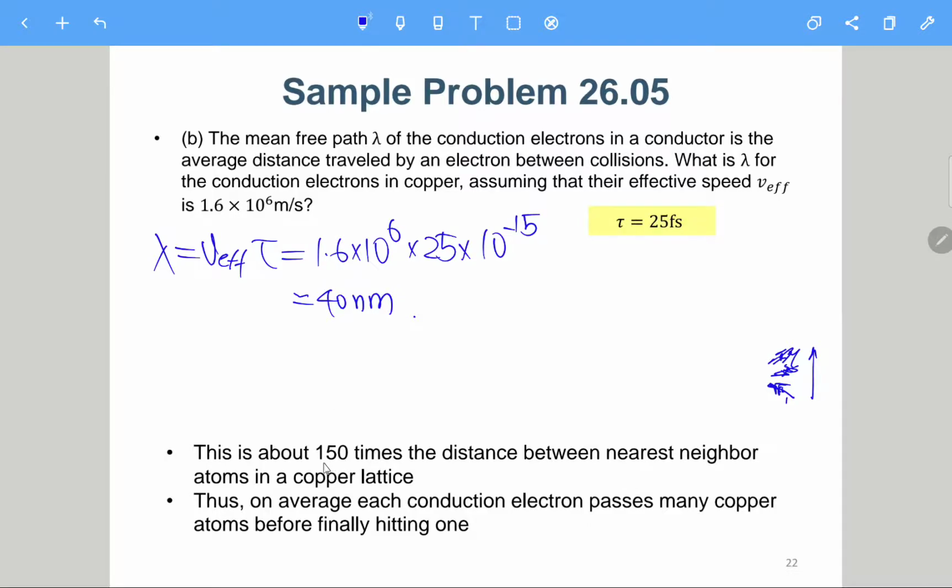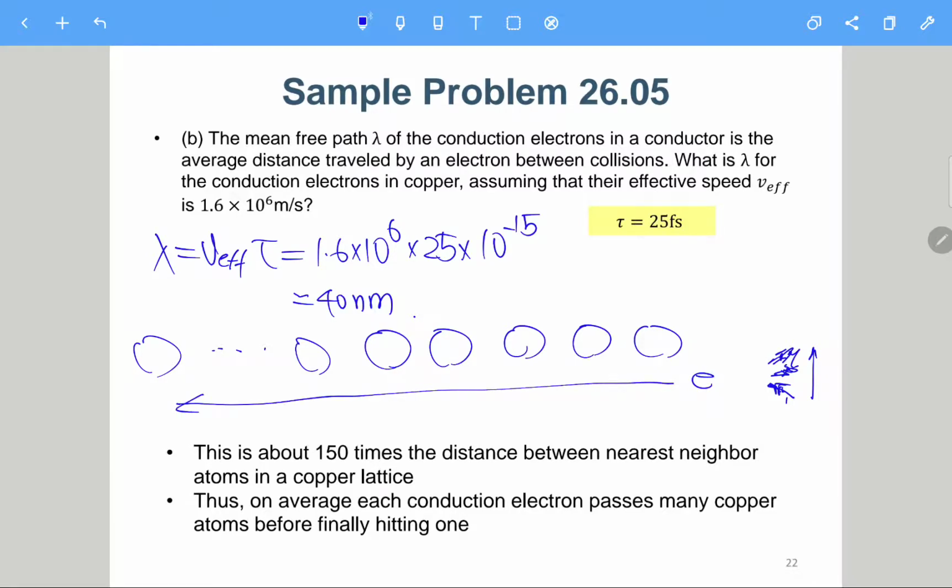So this is about 150 times the distance between nearest neighbor atoms in a copper lattice, which means that as long as we have many copper atoms, an electron here can go through roughly 40 atoms on average, and then it will collide and maybe go back, something like this. And thus, on average, each conduction electron passes many copper atoms before finally hitting one.